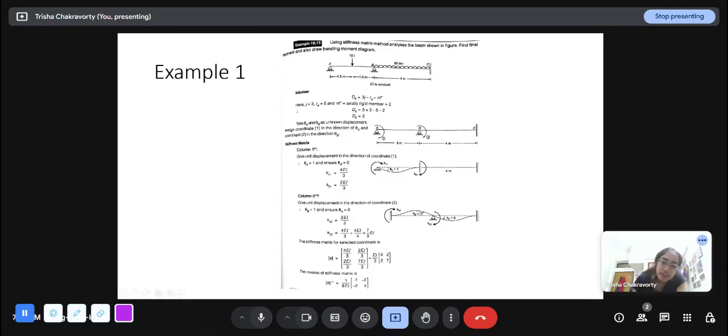So I am giving a unit rotation here, and I'm going to fix A because theta A has to be 0. So again, using the same concept, K12 is 2 EI by 3, and K22 is 4 EI by 3 plus 4 EI by 4, because this side and this side both I have to consider. So this I get 7 EI by 3, and the stiffness matrix for selected coordinate will be 4 EI by 3, 2 EI by 3, 2 EI by 3, 7 EI by 3.